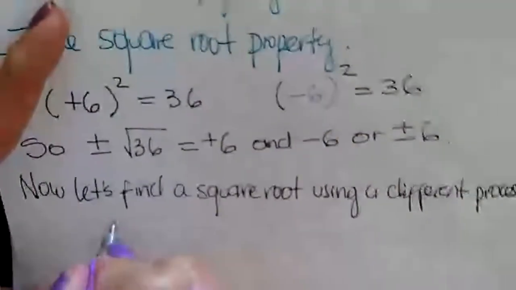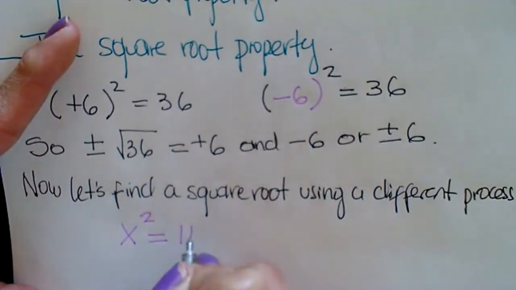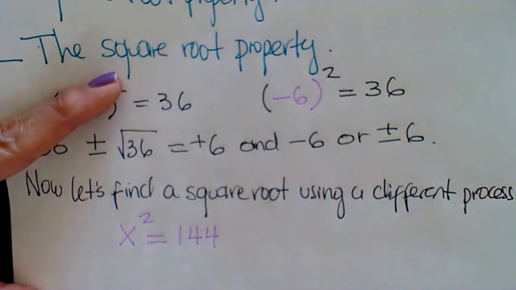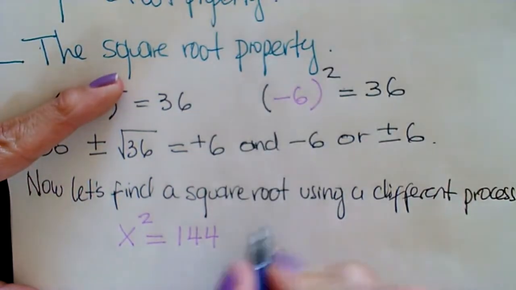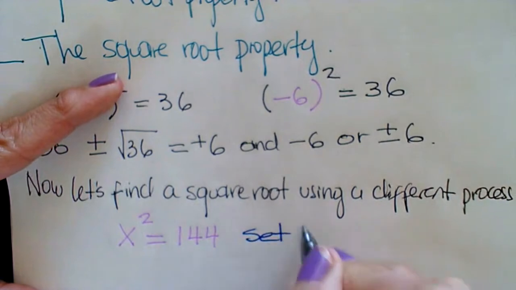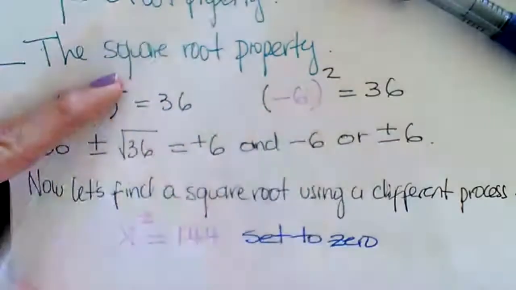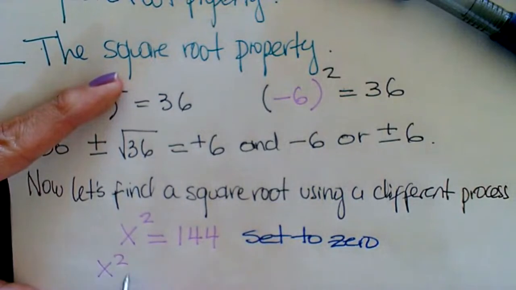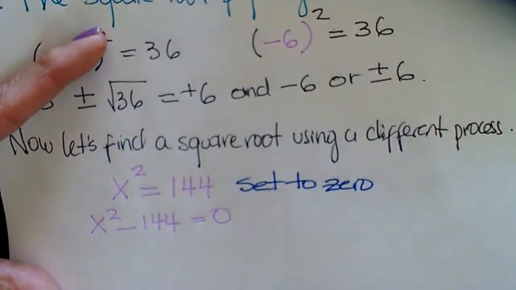And we have x squared is equal to 144. So what do we need to do here? We're going to set this to 0. So it's going to be x squared minus 144 equals 0. Now, what do we do? We're going to factor.